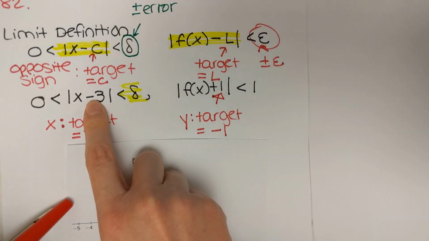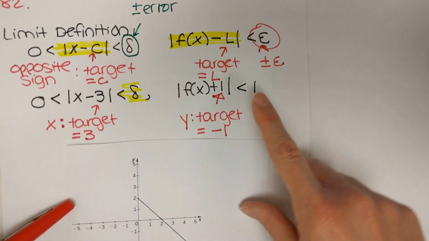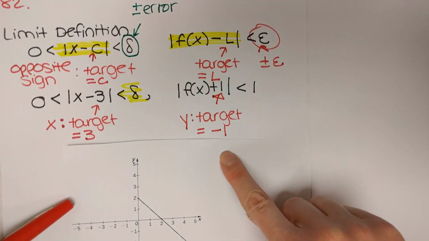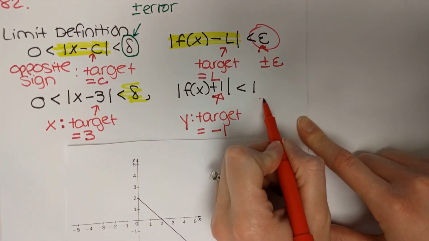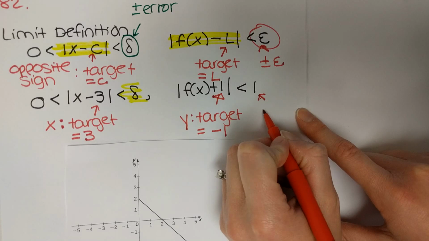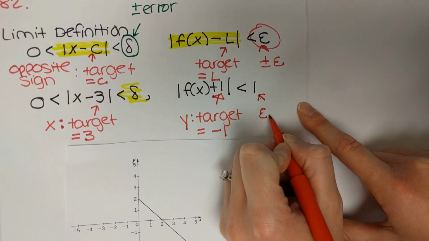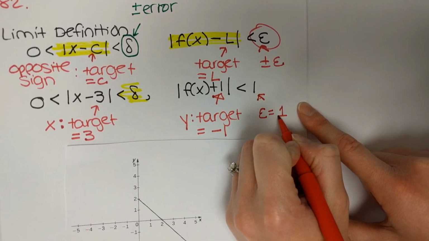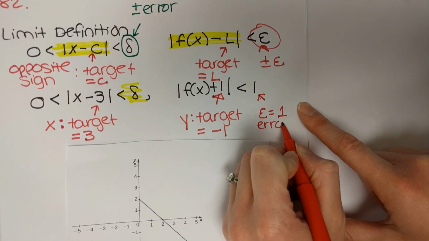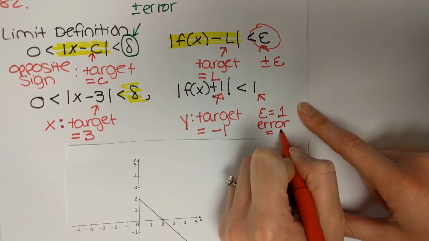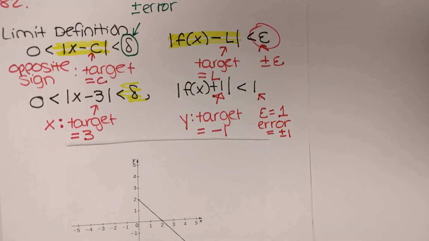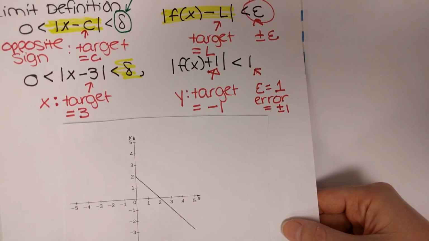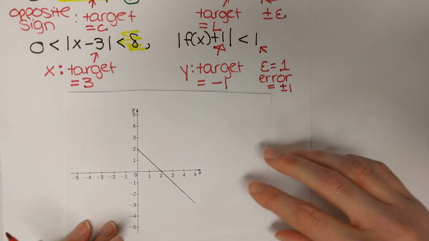Okay, so over here we see the negative 3, we say our target is 3. Here we see the plus 1, we say our target is opposite sign, negative 1. And then we do have a given epsilon here, so that tells us that our epsilon is going to be our error, which in this case is 1. So that tells us that on the y-axis, our error is plus or minus 1. All right, so we use this with the graph to find delta. So the whole goal here is to find our delta.